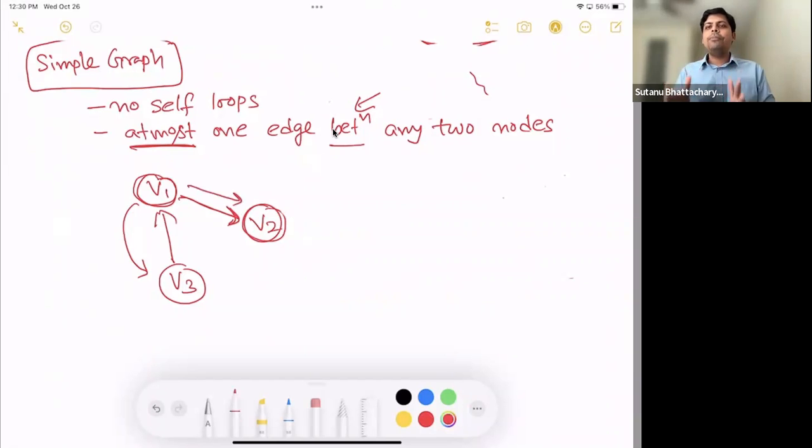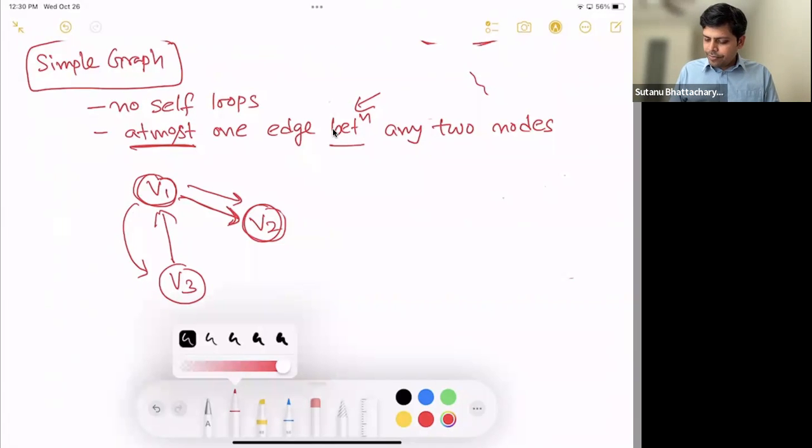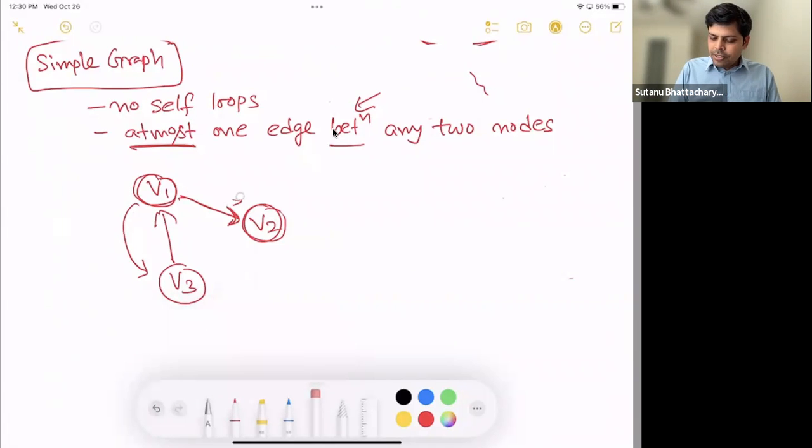Whatever problem we'll discuss from now onwards, and when you take networking or algorithm courses, all are based on simple graphs. That means no self loop, no multiple edges between two nodes or two vertices, only single edges. So if we make it simple, this is an example of a simple graph.